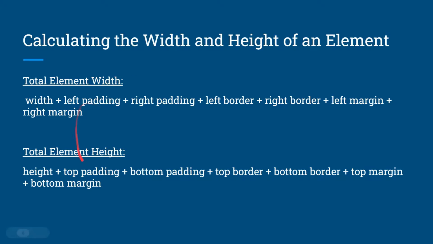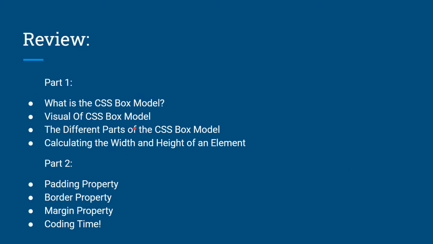So now with this aside, we're just going to do a little quick review, and then we're going to end the video. So what did we do today? We looked at the CSS box model, and we looked at what it was. Then we looked at a visual and kind of how we can interpret the box model. Then we looked at the different parts of the CSS box model, and we kind of learned what is what. And then we learned about calculating the width and the height of an element.